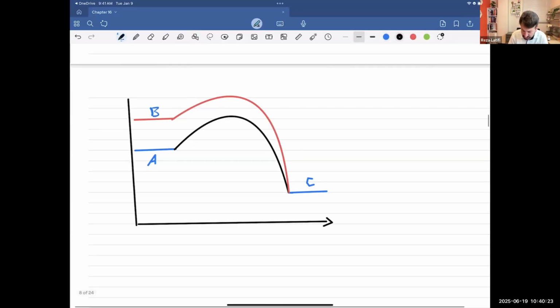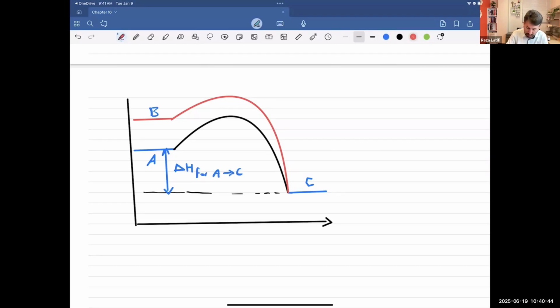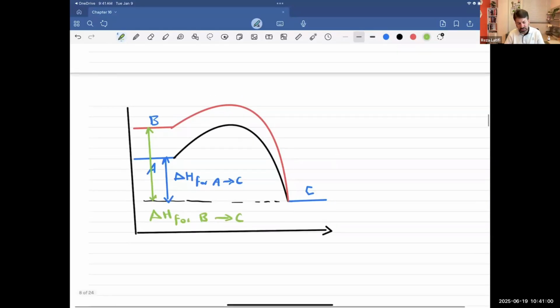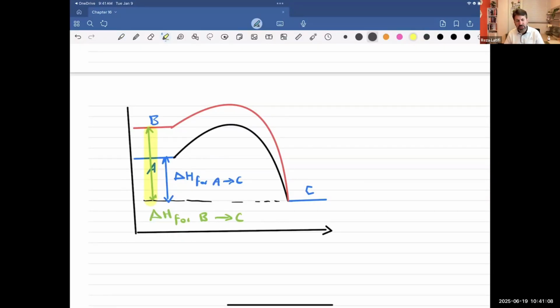And again, we said the delta H is going to be the gap between reactant and product. That's delta H for A to C, and this one is going to be delta H for B to C. So as you see, delta H for B to C is bigger than delta H of A to C. That means B is sitting at a higher level of energy than A. So B is less stable.